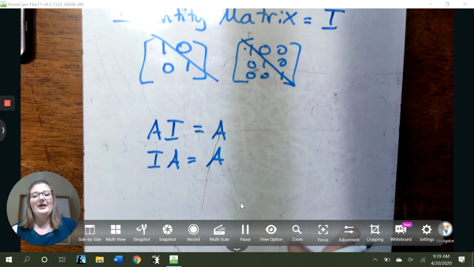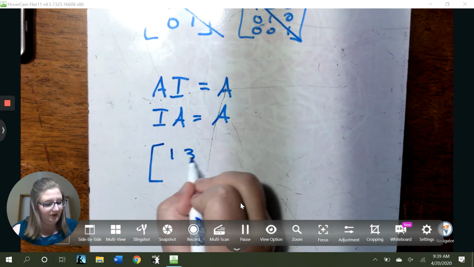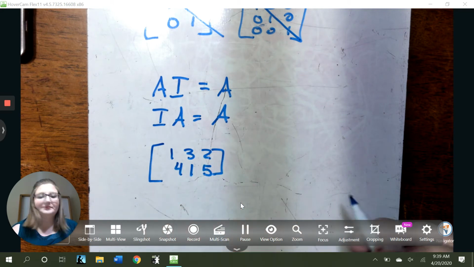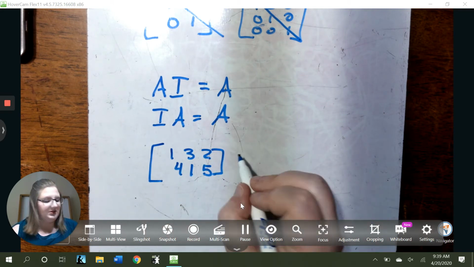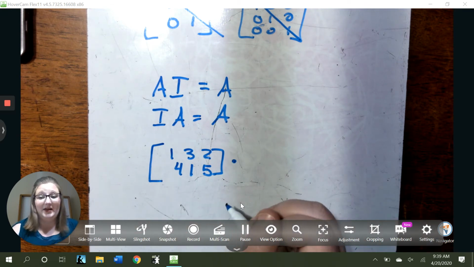As an example of this property, if we had the matrix 1, 3, 2, 4, 1, 5, we could multiply this by the identity matrix, and we want to make sure we're multiplying it by the matrix that's the correct size.